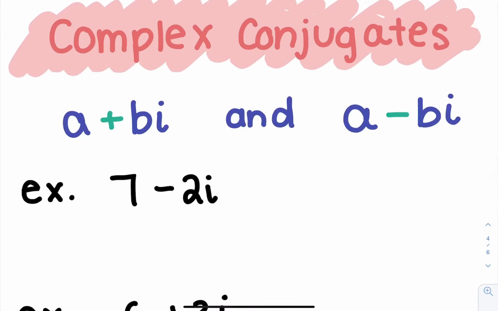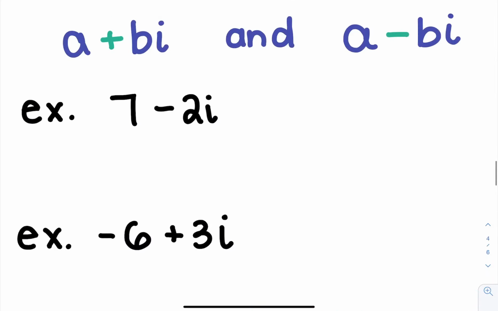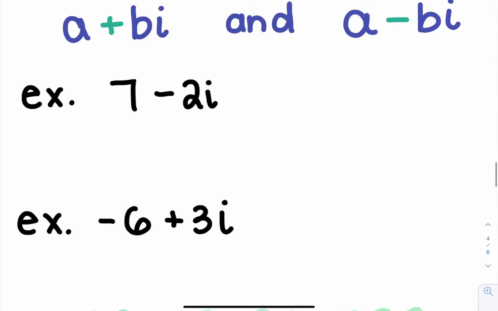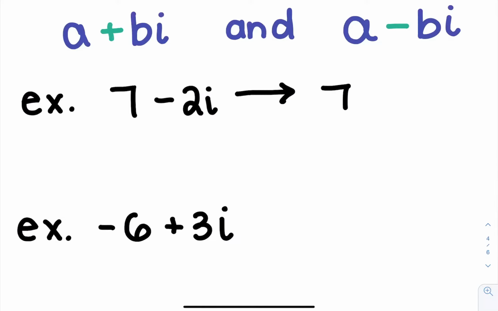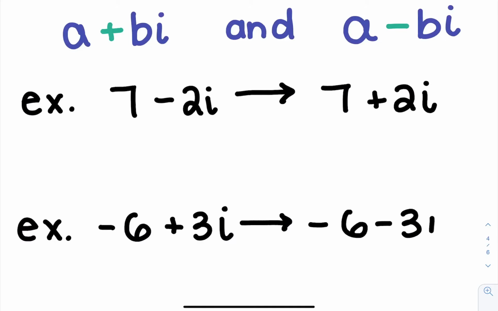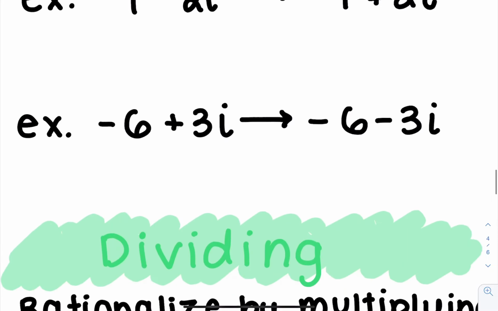Last up, we have our complex conjugates. So this happens if I have a term that's a plus bi. The complex conjugate would be a minus bi. So for example, if I have 7 minus 2i, the complex conjugate becomes 7 plus 2i. If I have -6 plus 3i, the complex conjugate becomes -6 minus 3i. We're going to use this to our advantage because if you multiply two complex conjugates, you actually just get a real number. So we're going to use this to help us rationalize.